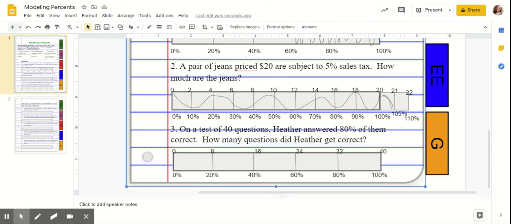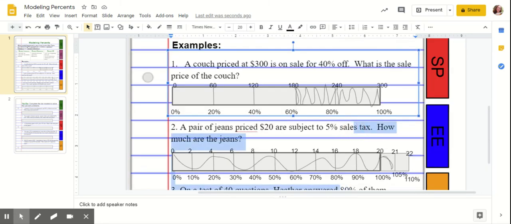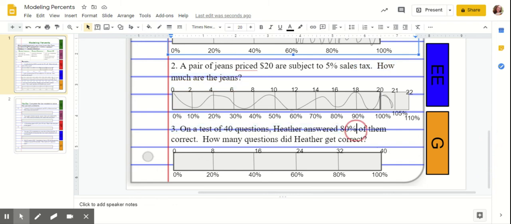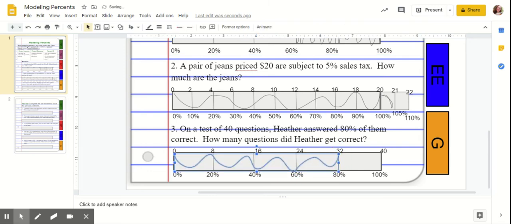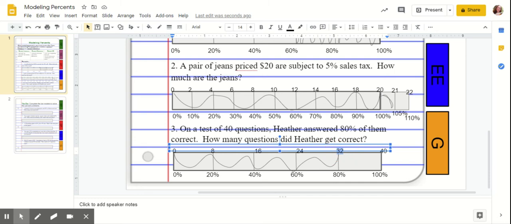So she answered, of all the questions, the whole amount of questions, she got part of them correct, which would just be 80%. Whoa, I'm looking at part of the whole. So in this case, I'm going to start at 0 because I just want to know what 80% of 40 is. And I'm going to shade until I get to that 80%. So here we have 20%, 40%, 60%, and 80%. 80% on the bottom aligns with 32 on the top. That tells me that Heather got 32 questions correct.